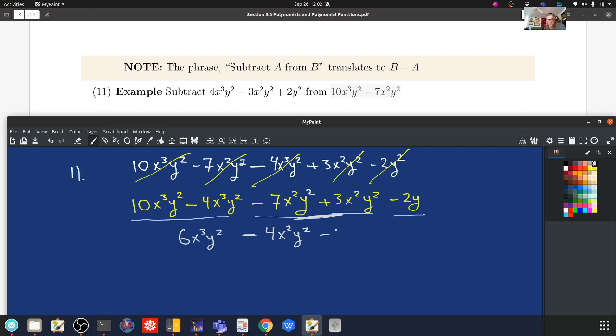So, minus 2y squared. Notice I miscopied it all the way down to there too. Two copy errors in one.